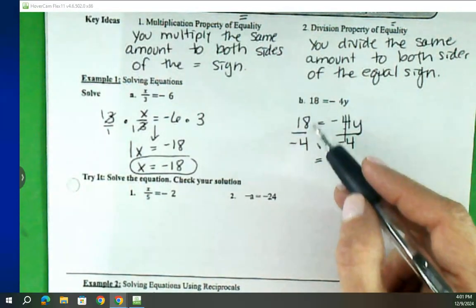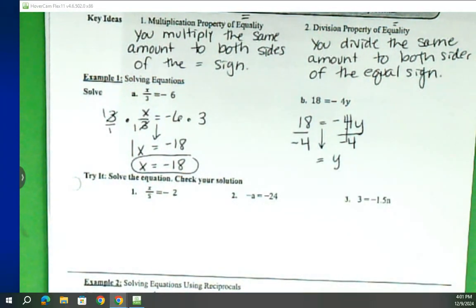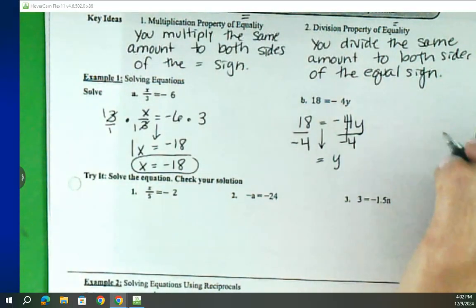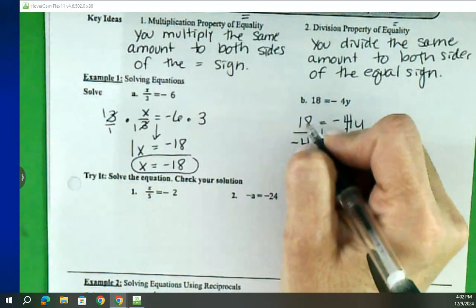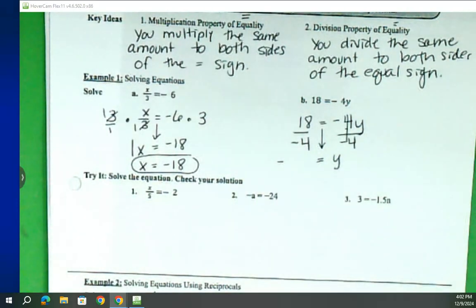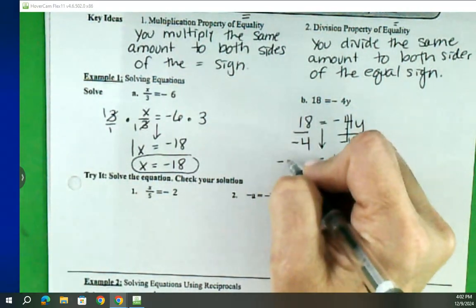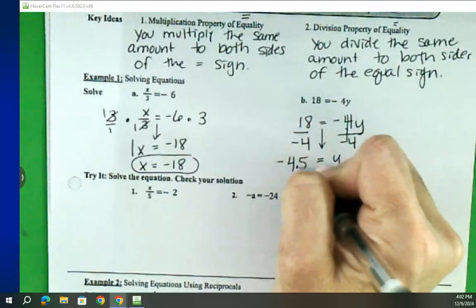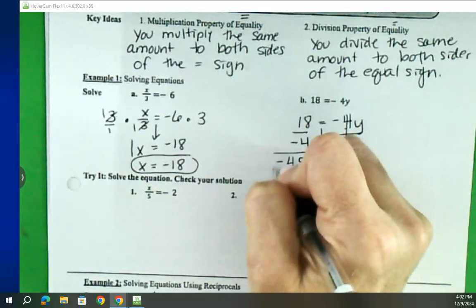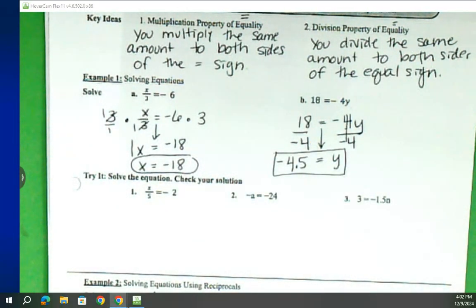And here we have 18 divided by negative 4. You can use your calculator to do that, or long division off to the side. We know that a positive divided by a negative is negative, and 4 goes into 18 4.5 times. So we have negative 4.5 equals y. Okay, you can pause the video and try the next 3 problems, and then come right back to check your work.